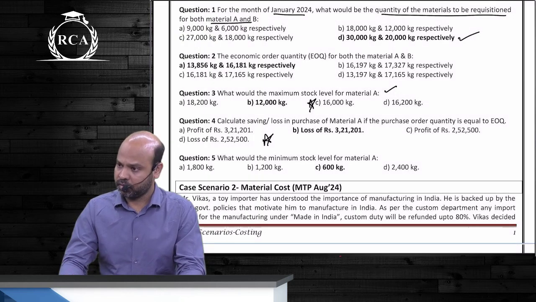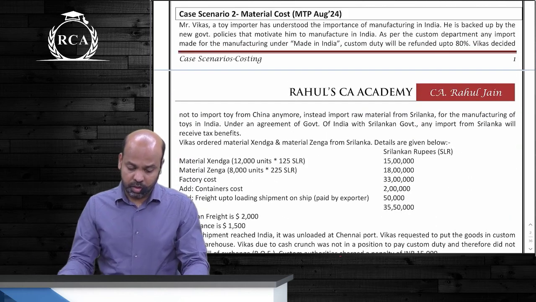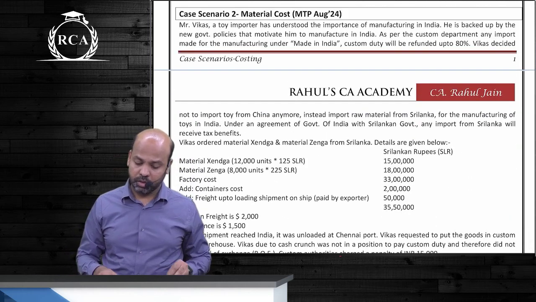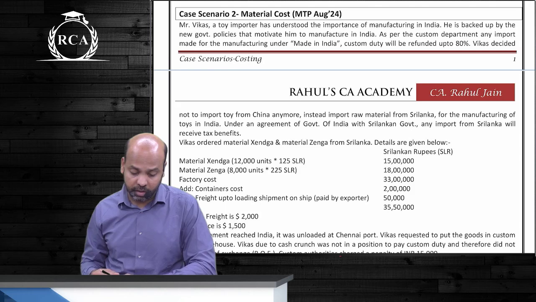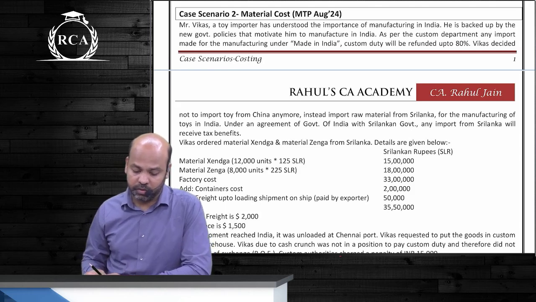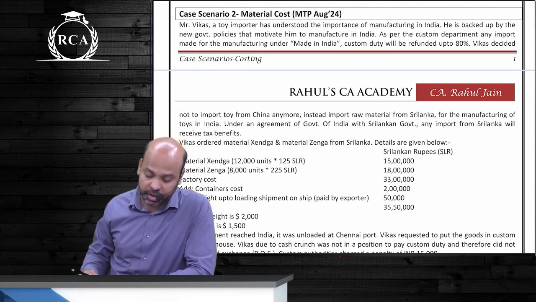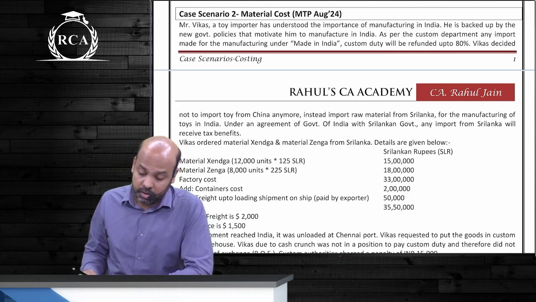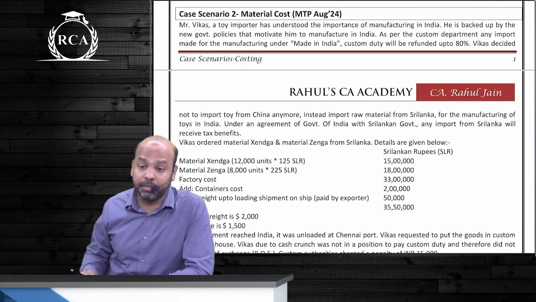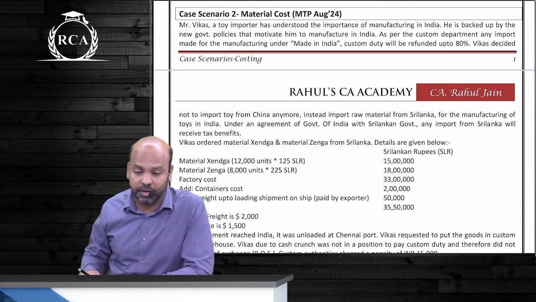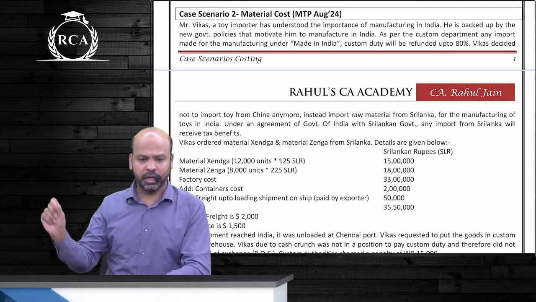Mr. Vikas, a toy importer, has understood the importance of manufacturing in India. He is backed up by the new government policies that motivate him to manufacture in India. Atmanirbhar. As per the Custom Department, for any import made for manufacturing under Made in India, customs duty will be refunded up to 80%. Underline that, guys.